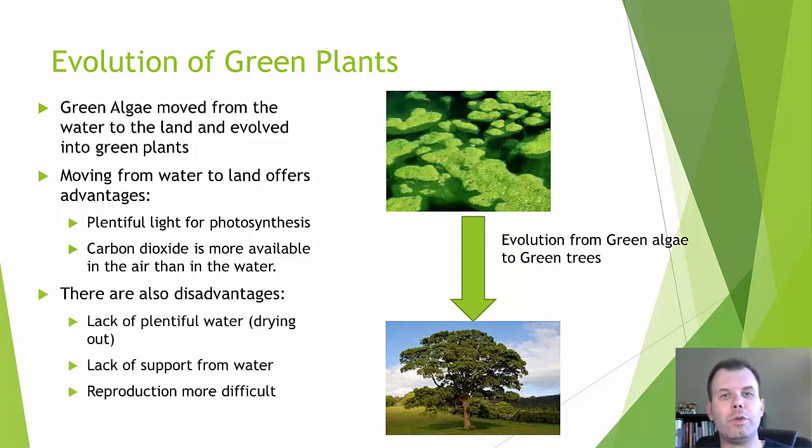The problem, though, of moving onto land was this: now you are moving away from the water. You need to have a source of water to still do those functions. Another very important thing in photosynthesis is water, and so you need to develop systems in order to get the water to the leaves where photosynthesis takes place.